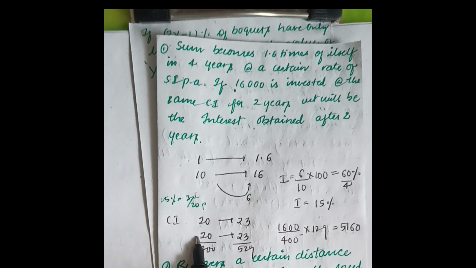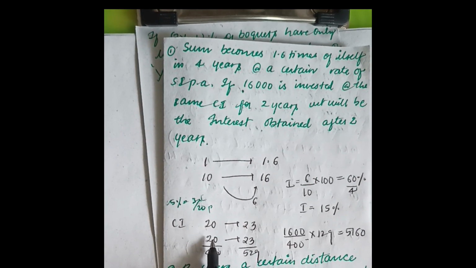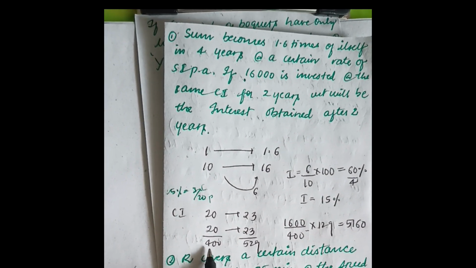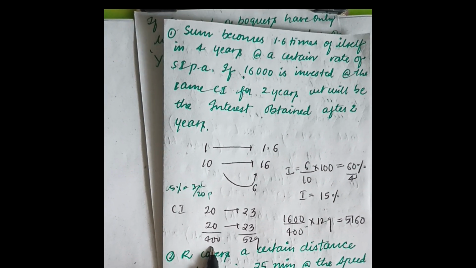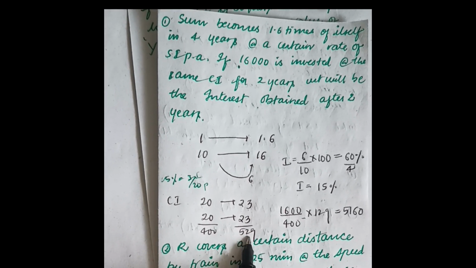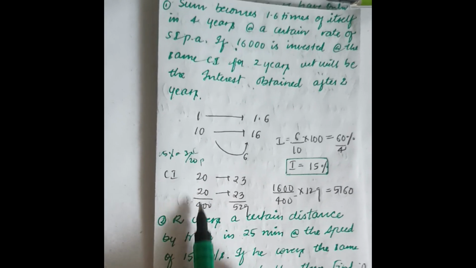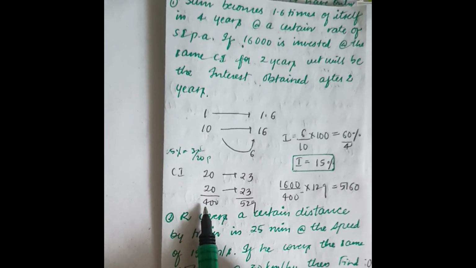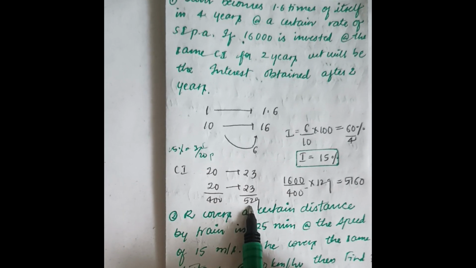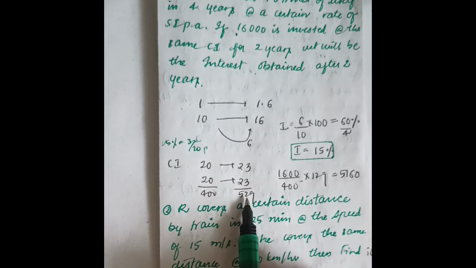So since it is for 2 years, I have written here 20 will become 23 in 1 year and next again 20 will become 23 next year. So here the principal will be 400 and the interest plus the principal will be equal to 529. This is for compound interest, so I have written like this. If you multiply 20 with 20, we will get 400, and if you multiply 23 into 23, we will get 529, which is the interest plus principal amount received after 2 years at compound interest.